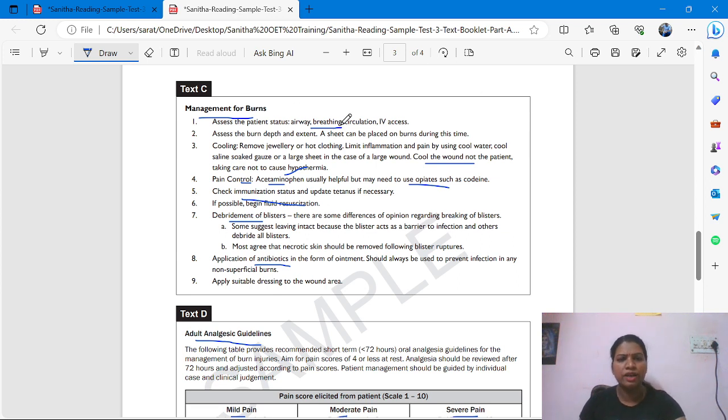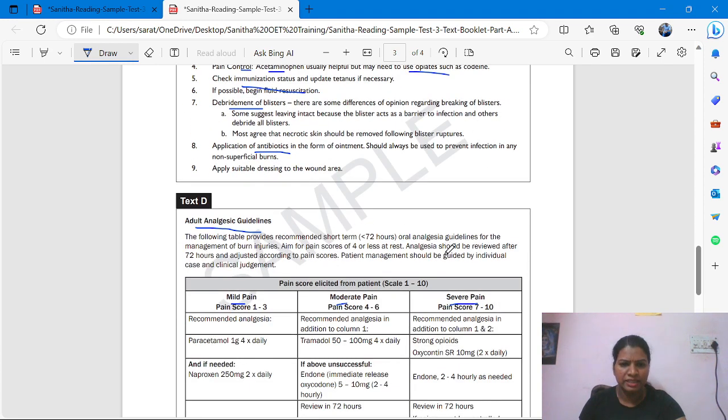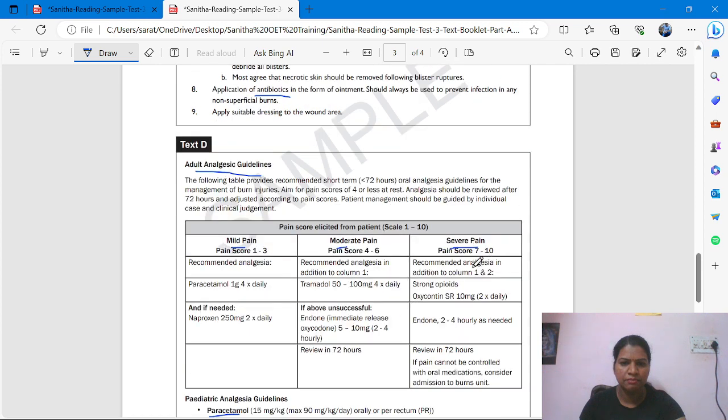So we just have to skim and scan. Management of burns: assess the patient status, survey breathing. Cooling is another type of treatment. Remove jewelry or clothing, use a large sheet in the case of a large burn. Cool the wound, not the patient. Take care not to cause hypothermia. Pain control, just skim here. Adult analgesic scale, just skim and scan.